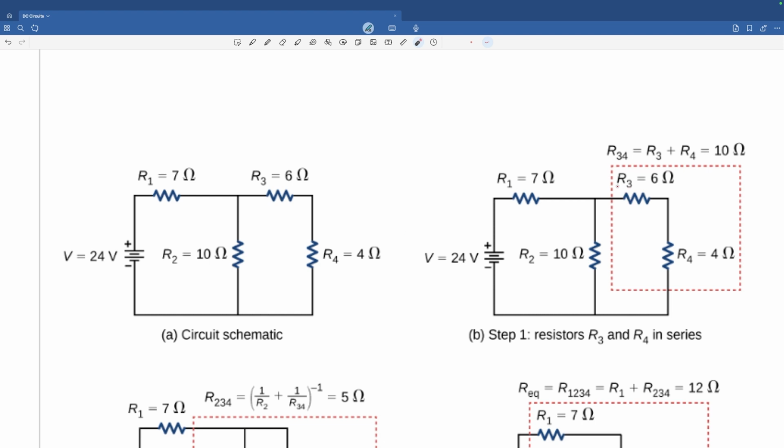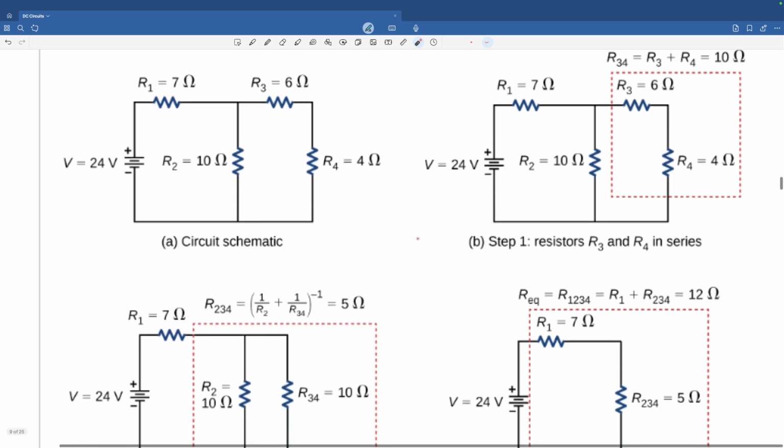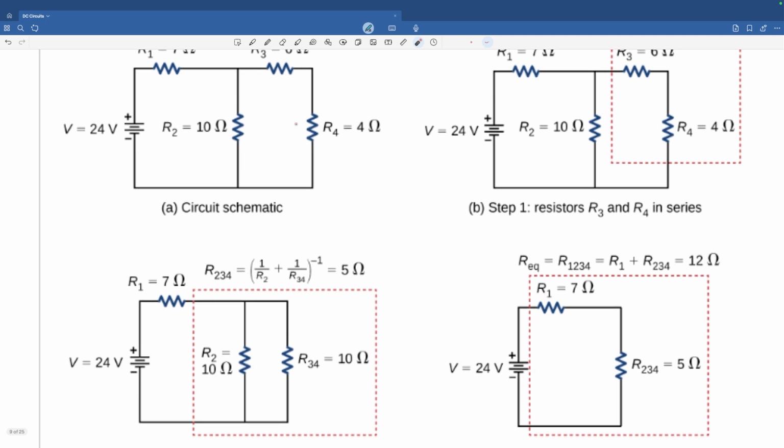So as you can see here, R3 and R4, you add them because they are in series. That's 10 ohms. So we draw the next circuit with 10 ohms. See that? We've replaced these two with 10 ohms. So that's why it's called R equivalent of 3 and 4. That's 10 ohms. Next question is, when a current reaches this junction, would it not split into two? Yes, it would. One part would go through R2, the other part would go through R sub 3, 4.